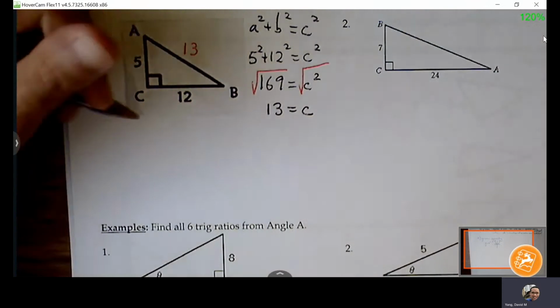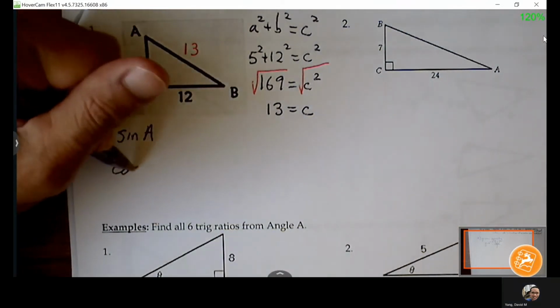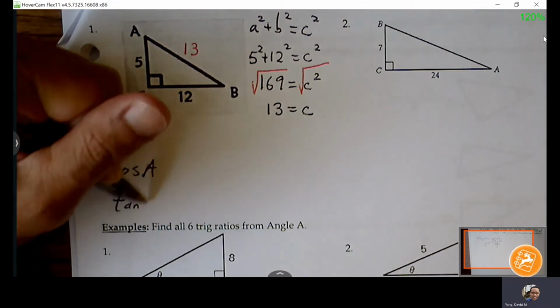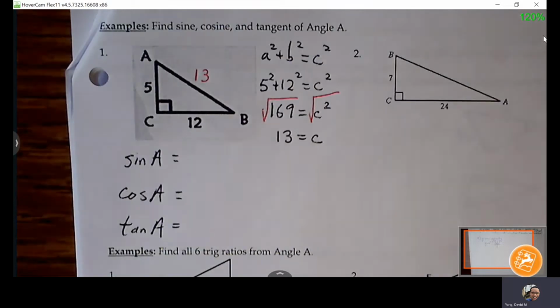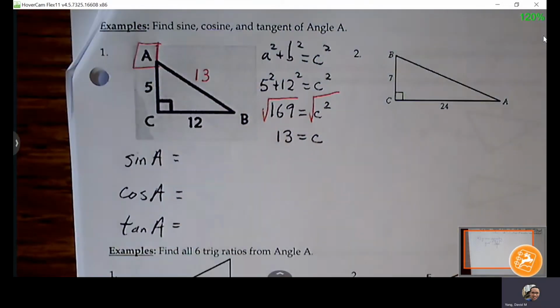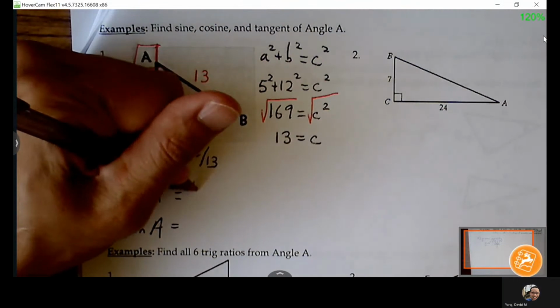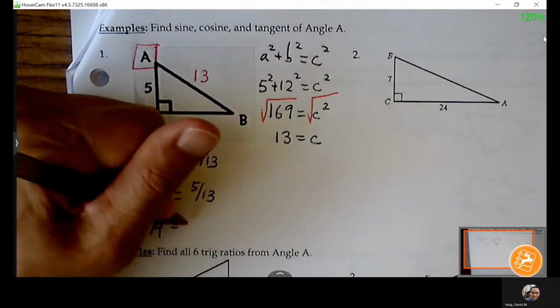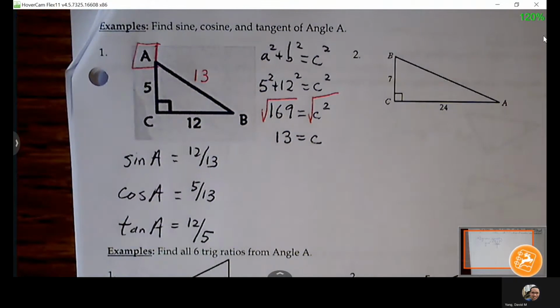Okay, we're going to find sine of A, cosine, and tangent. All right, so we are standing here, looking out at the rest of the triangle. Okay. Any questions here?